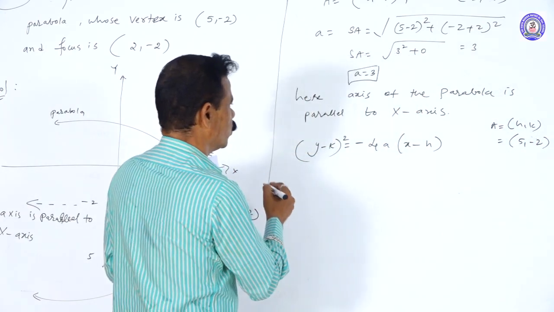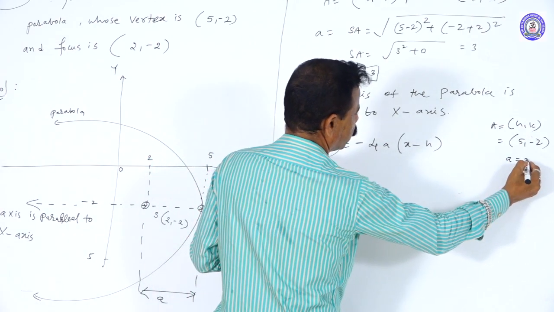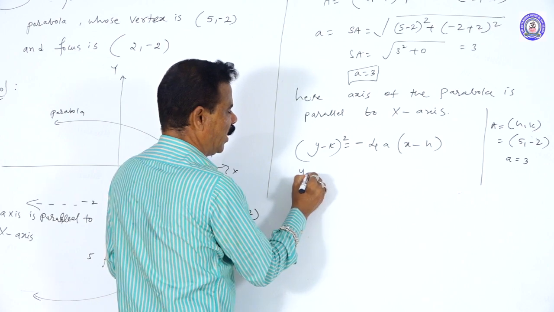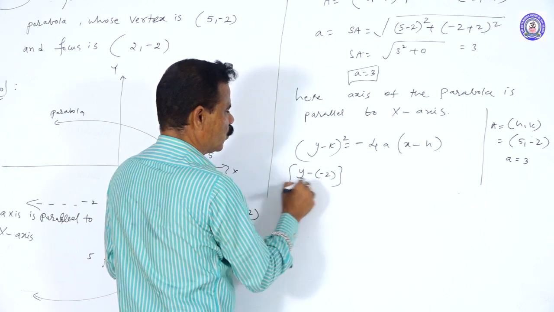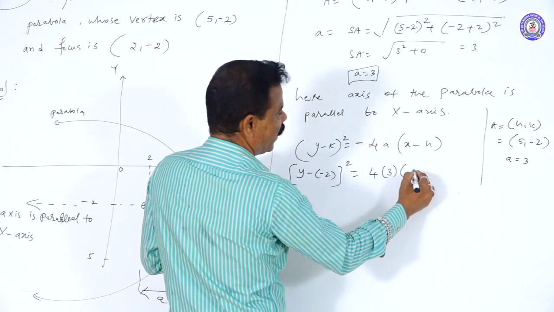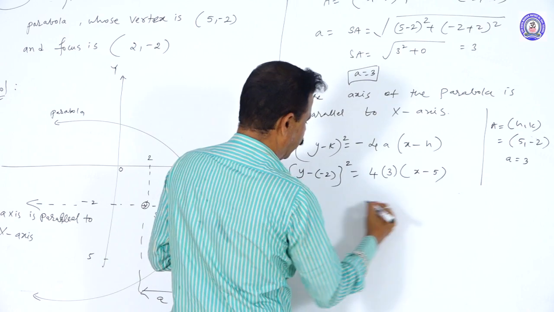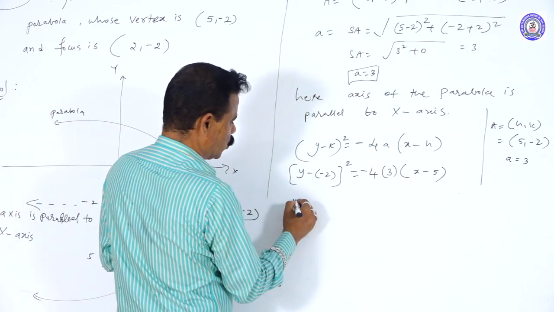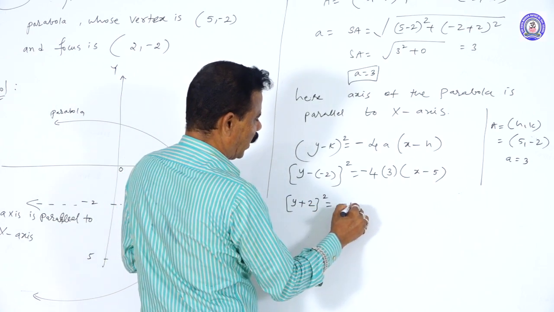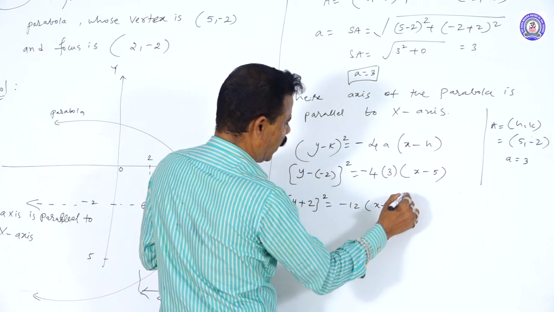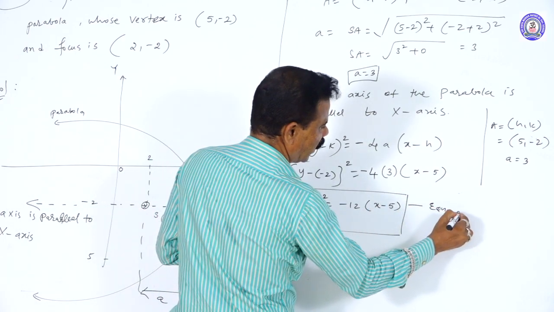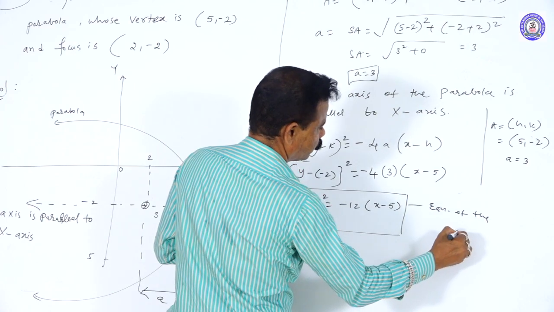So here we substitute, and the value of a we already found is 3. (y - k)², where k is -2, is equal to -4a, with a = 3, times (x - h), where h is 5. So (y + 2)² = -12(x - 5) is the required equation of the parabola.